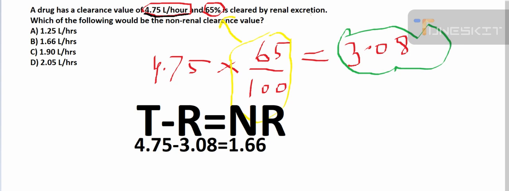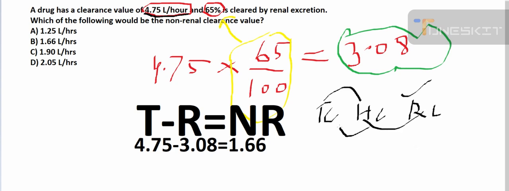There are basically three clearances: total clearance, hepatic clearance, and renal clearance. If any two values are given, the third can be calculated. If hepatic and renal are given, you can calculate total. If total and hepatic are given, you can calculate renal. Here the total and renal are given, so the third value will be non-renal clearance. That will be hepatic clearance or any other clearance.